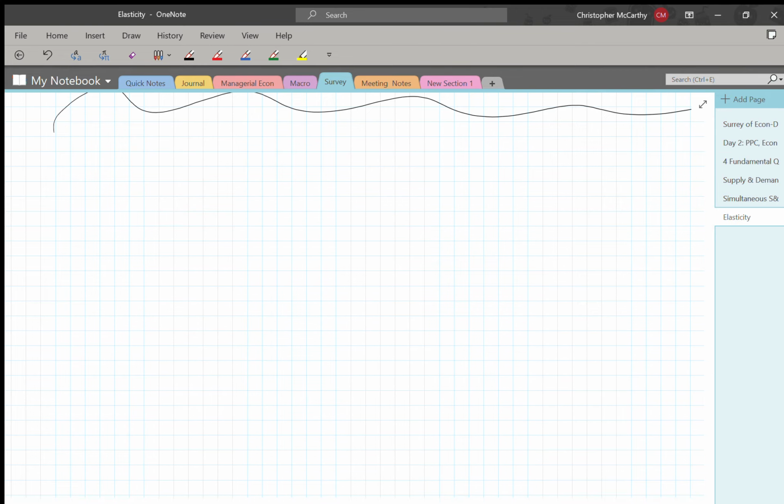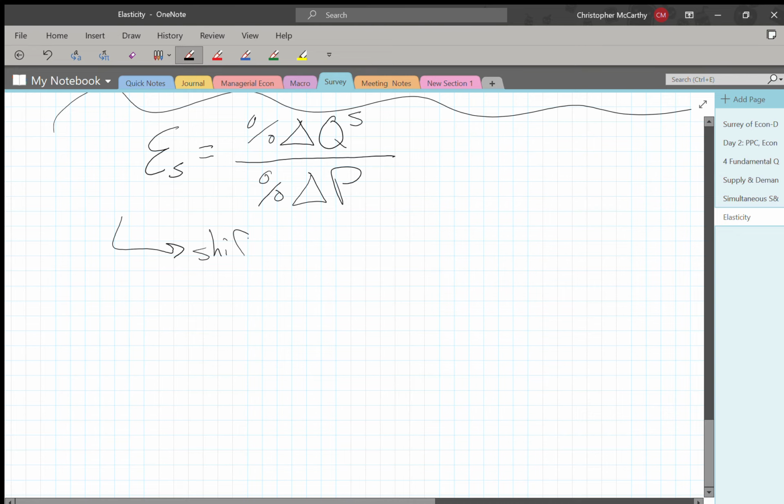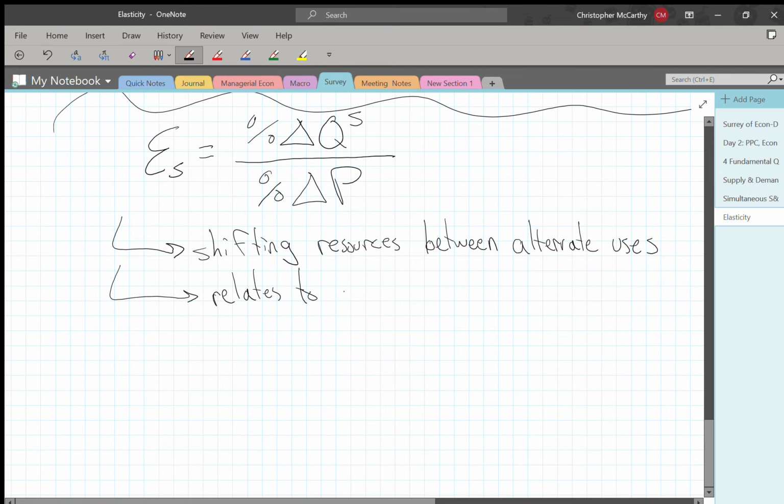So this concept is just this same exact thing with supply. Instead of percentage change in the quantity demanded, though, now it's the quantity supplied and how that responds to a percentage change in the price. And so why does this happen? This is when there's shifting of resources between alternate uses. So it relates to the flexibility of the producer.